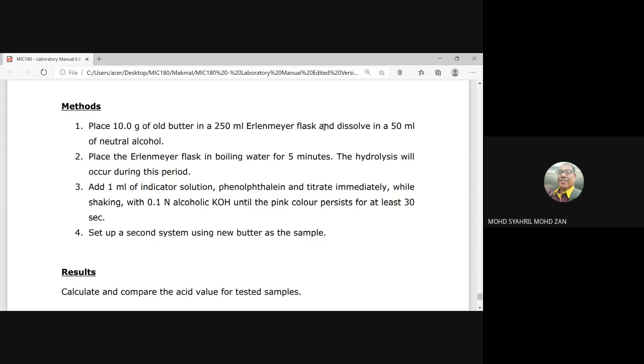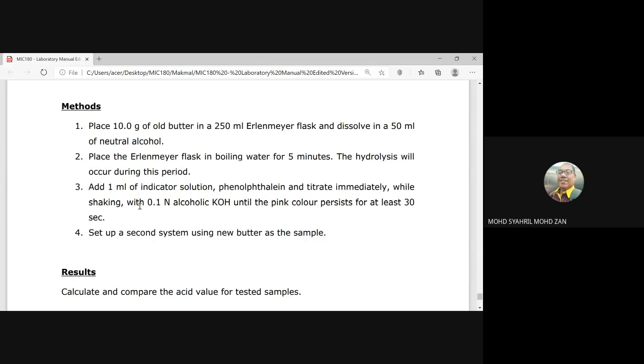So you have to dissolve what? 50 ml of neutral alcohol. So 50 ml neutral alcohol plus the 10 gram of old butter. And then you have to place the Erlenmeyer flask in the boiling water for 5 minutes. Okay. The hydrolysis will occur during this period. Again, number 3, you have to put the indicator solution. So the same as the saponification, acid value also uses phenolphthalein, volume per volume, 1%. While shaking, okay, so you have to titrate immediately.